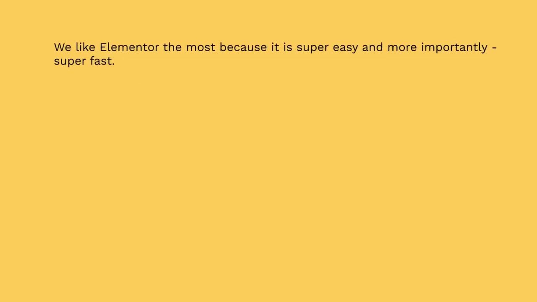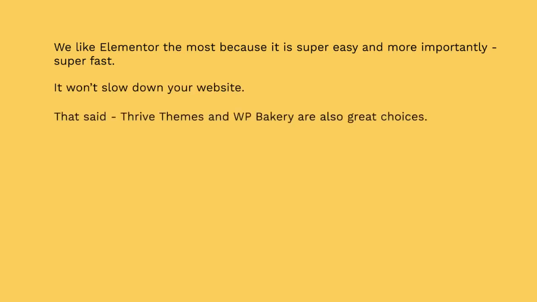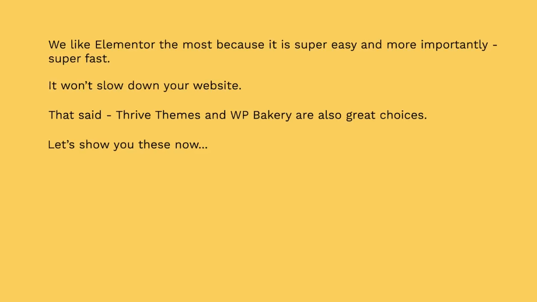One thing to note is that as you begin to add more plugins to your WordPress site, it will actually slow things down. When we've tested things, we found that Elementor has a lot of features, but it doesn't have a lot of coding. So it runs really, really fast and it won't slow your website down. With that said, Thrive Themes and WP Bakery are really good choices. So let's go ahead and hop on over to those websites and show you these in action.